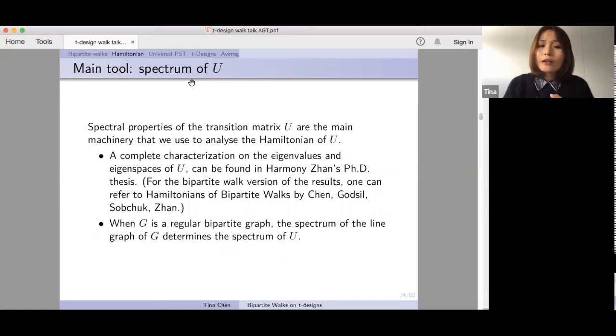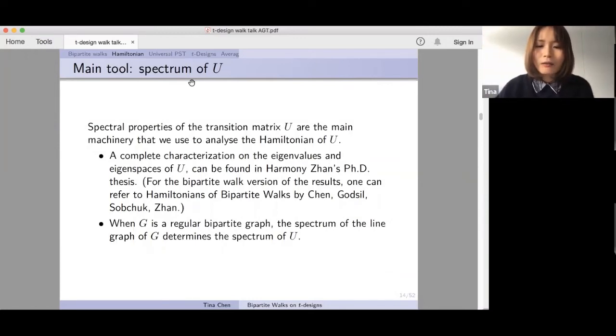The spectral property of the transition matrix U will be the main machinery we use to analyze the Hamiltonians of U, and a complete characterization of the eigenvalues and eigenspaces of U can be found in Harmony's PhD thesis. Some of you may know that Harmony's PhD thesis is about another discrete quantum walk model called the vertex phase walk. But the vertex phase walk can be considered as a special case of our bipartite walk. So we can still sum up Harmony's results.